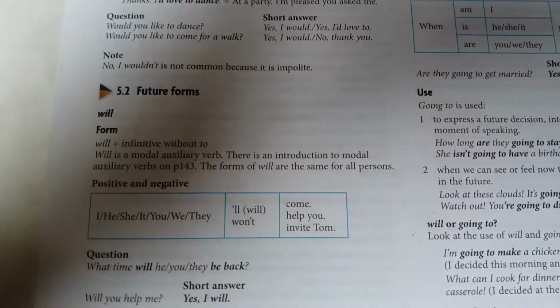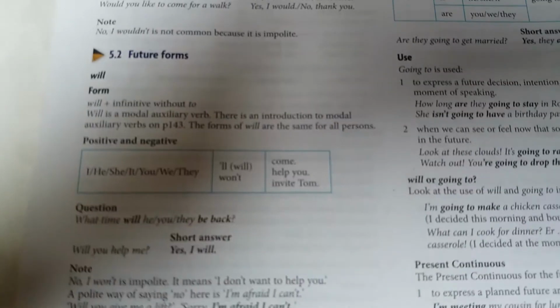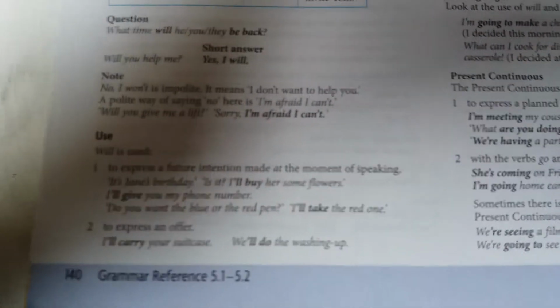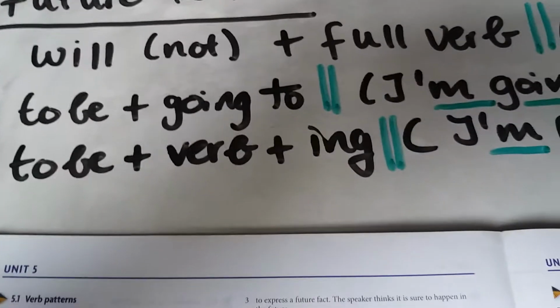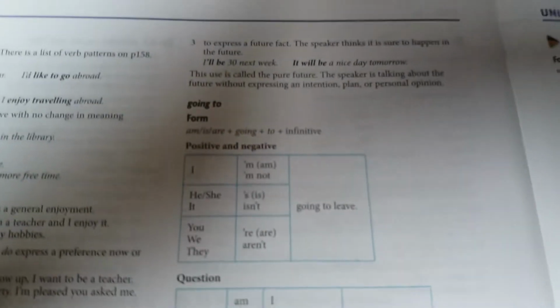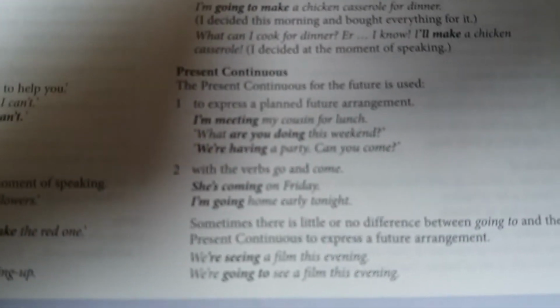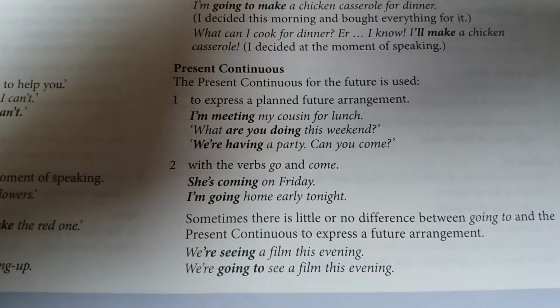Now, the book will also tell you a little bit about the future forms on page 140. And if you go all the way here, it will explain to you when to use will, number 1, when to use to be going to, number 2, right there, and also the third one, the present continuous for the future, which is the third one.